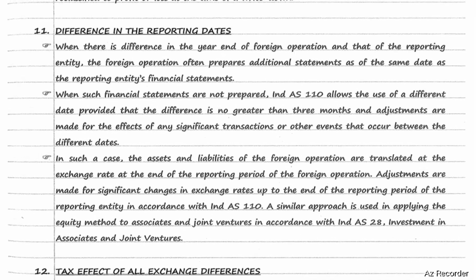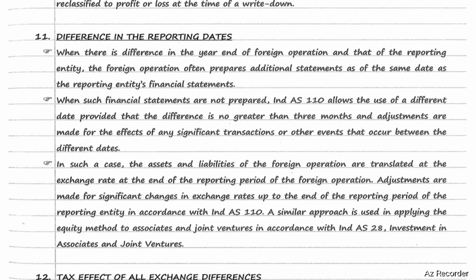Next, difference in reporting dates. When there is a difference in the year end of the foreign operation and that of the reporting entity, the foreign operation often prepares additional statements as of the same date as the reporting entity's financial statements. When such financial statements are not prepared, Ind AS 110 allows the use of a different date, provided that the difference is no greater than 3 months. That means the maximum difference in dates allowed is 3 months. And adjustments are made for the effects of any significant transactions or other events that occur between the different dates.